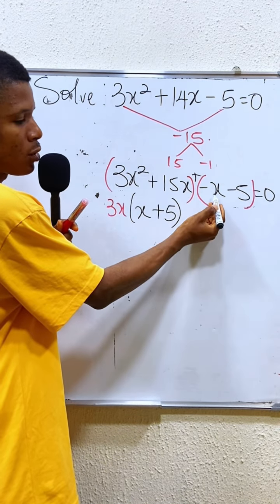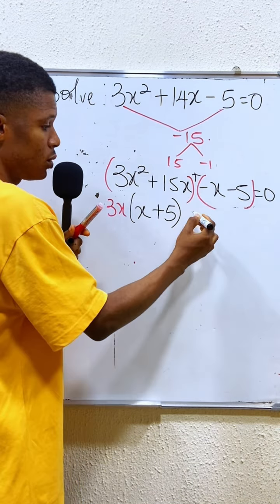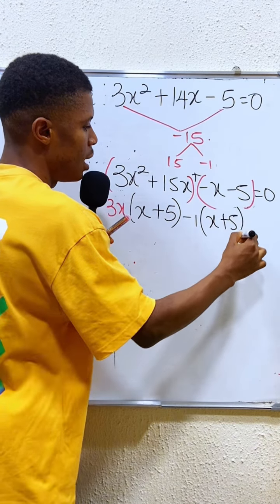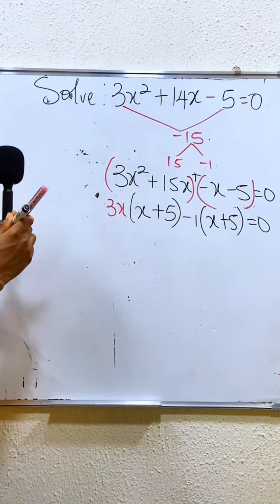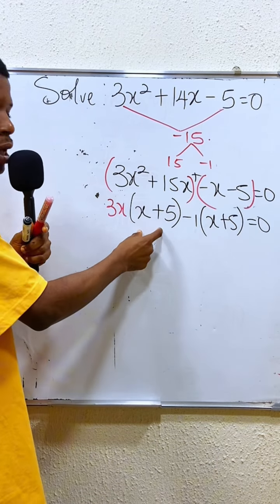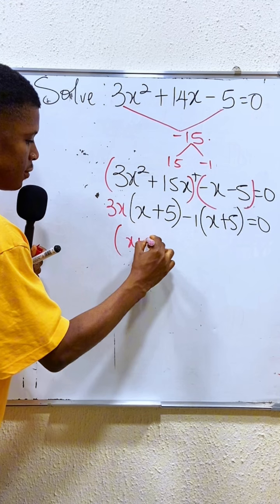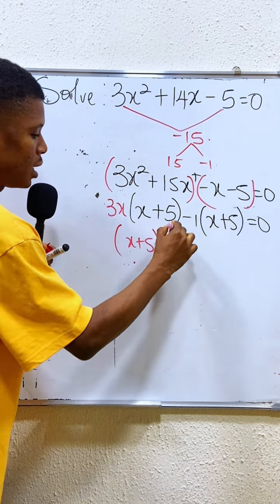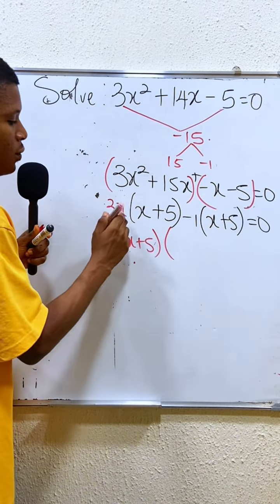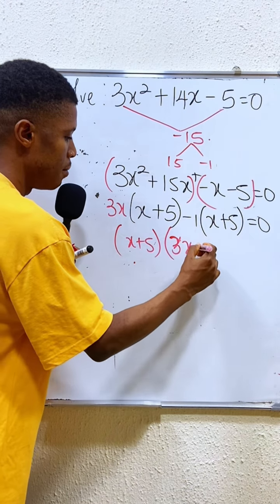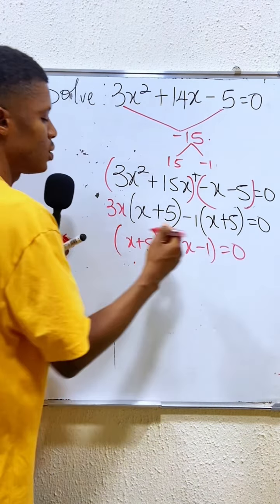Then here you can factor minus 1 because that's what is common here. Minus 1, you are left with x plus 5, and that's equal to 0. You notice that this bracket is common, x plus 5. So that becomes the first bracket we use, x plus 5, into the two terms that multiply, 3x minus 1, and that's equal to 0.